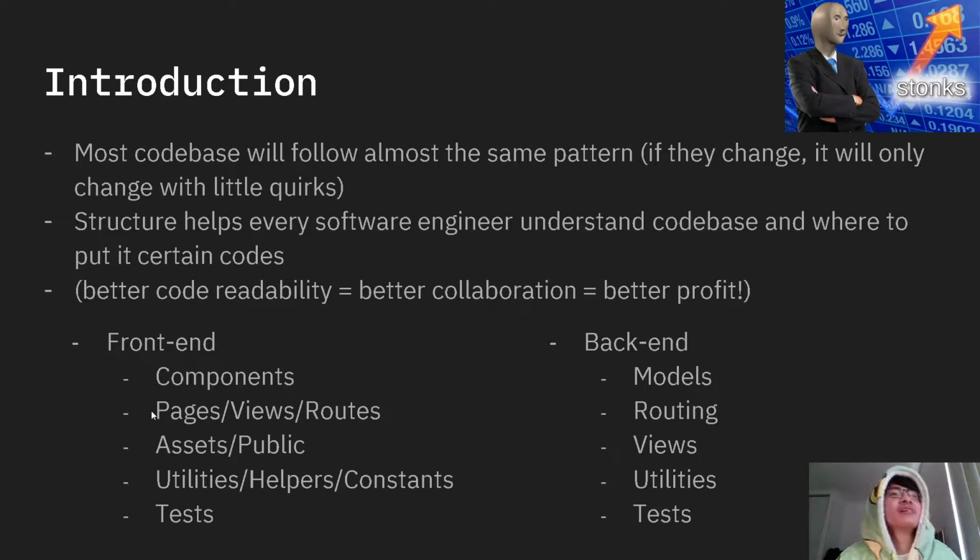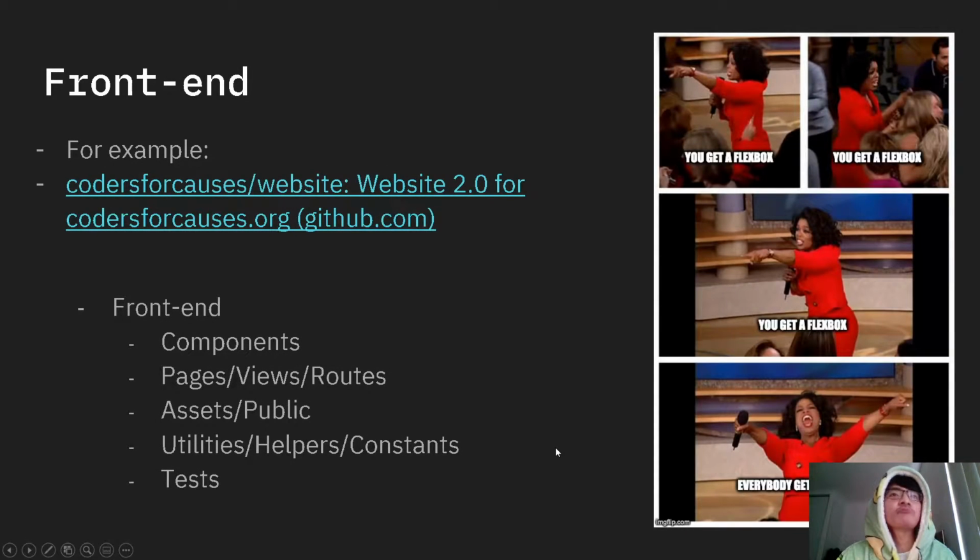Next one, front end. Front end will typically have a couple of things. You have the components. You have pages or views, routes. These are different names for it. You have assets, also known as the public folder, utilities, helpers, constants, and tests.